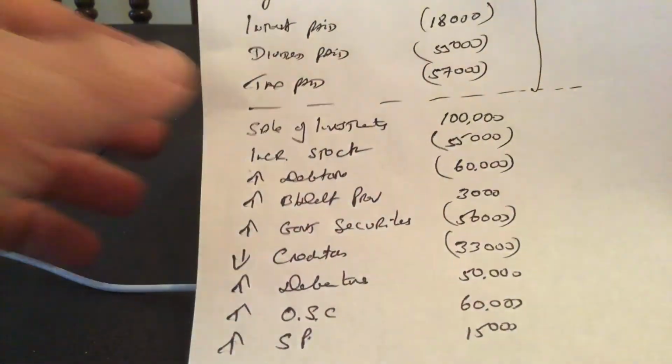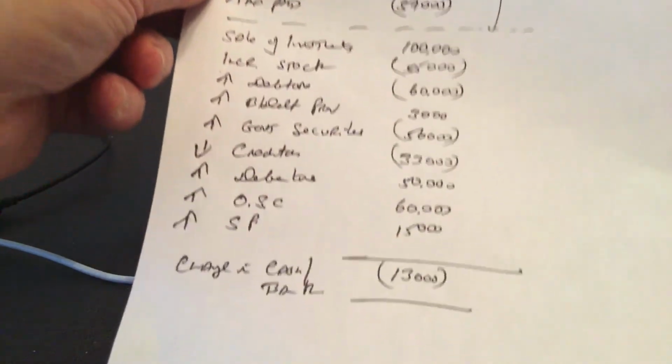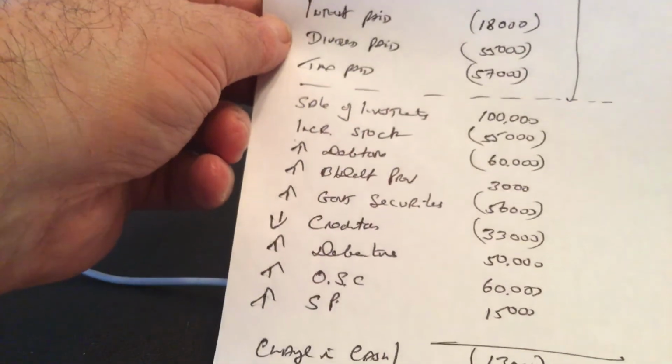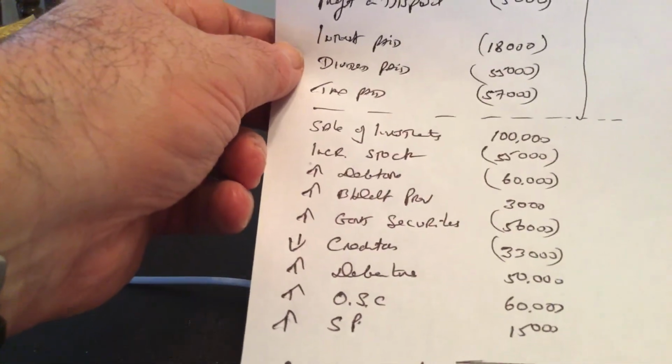And when we add all of those up, we come to minus 13,000, which of course is the figure that we identified at the start of the year. So we're now in a position to answer the question fully.